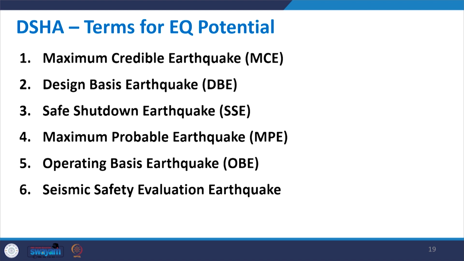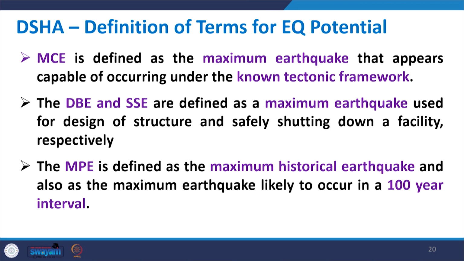First is called maximum credible earthquake, that is MCE. Then second is called design basis earthquake, that is DBE. Shutdown earthquake, that is SSE. Maximum probable earthquake, MPE. Operating basis earthquake, OBE, and seismic safety evaluation earthquake. So some of the names themselves suggest it, but a little more background on that.